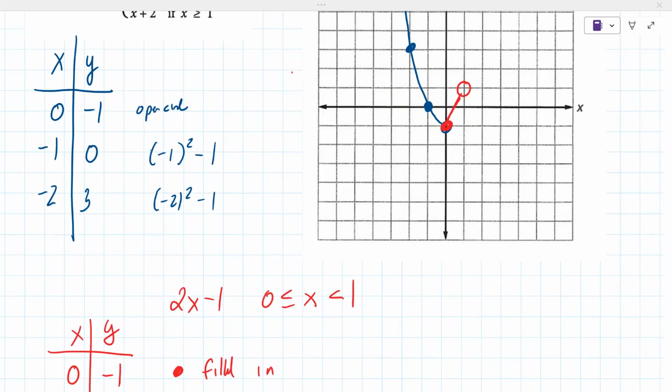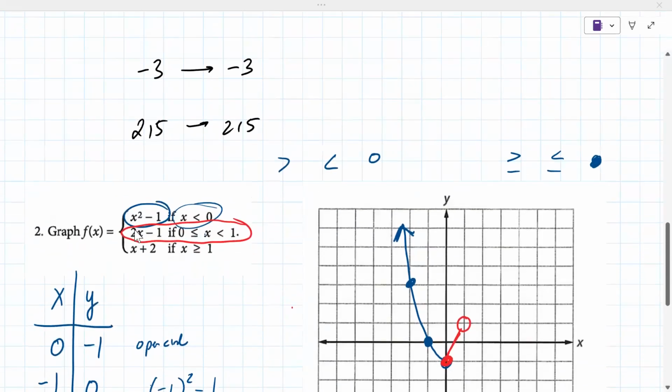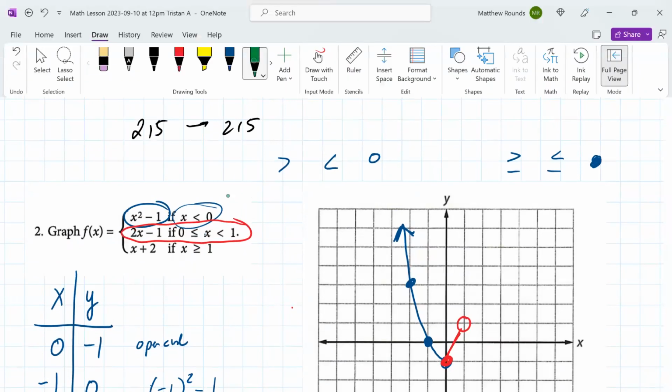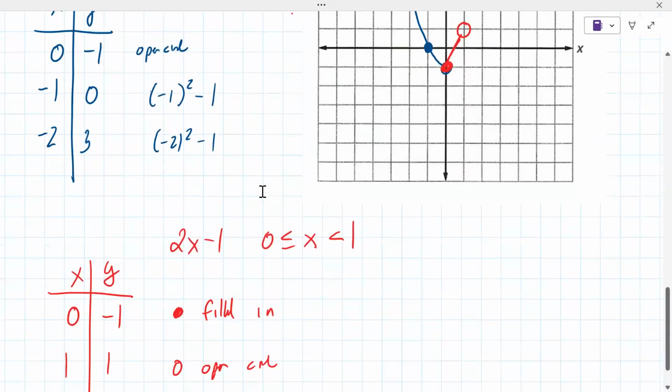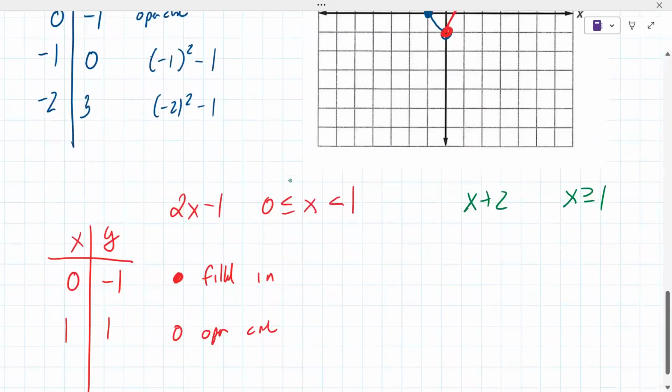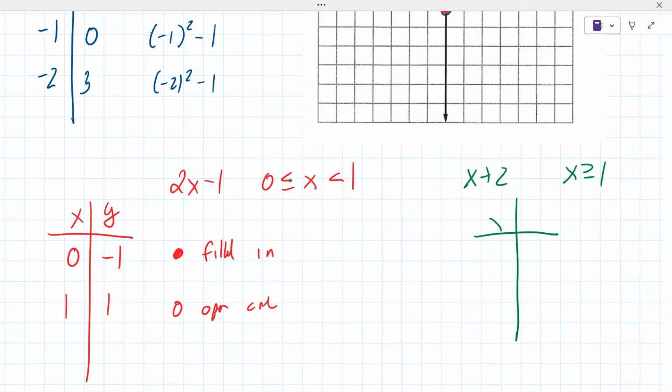Okay, so you've done all that. Now we do the last one. The last one is x plus 2 for x greater than or equal to 1. You can probably tell I would color code these for sure if I could. We're going to start at 1. That's a filled-in circle. Then 2, and then maybe 3, a couple of points there.